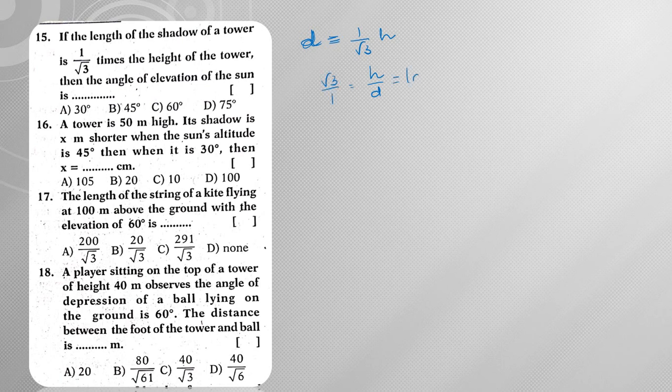So already we know h by d is represented by tan theta. So tan theta is root 3. Root 3 means tan 60 degrees. So on comparison, theta is equal to 60 degrees.